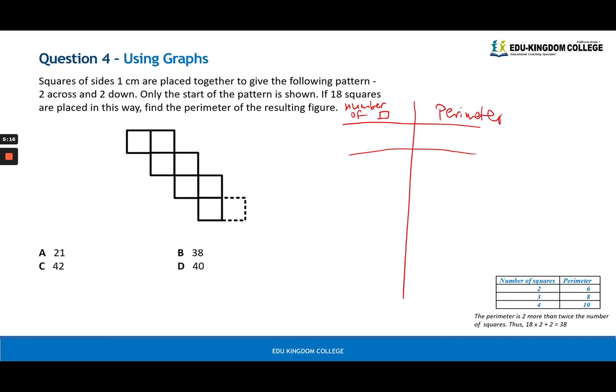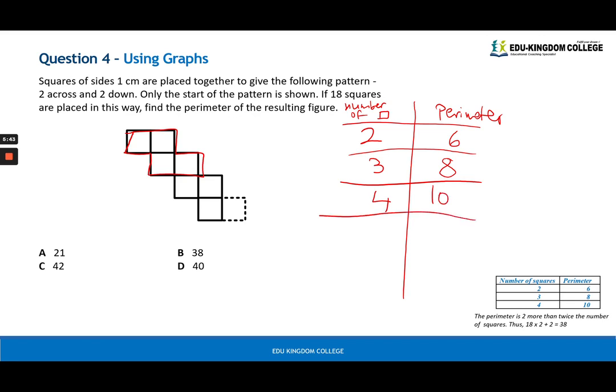Let's try and establish a pattern. When there are 2 squares, what is the perimeter? 1, 2, 3, 4, 5, 6. What about 3 squares? Remember, we don't count the inside line, okay? 1, 2, 3, 4, 5, 6, 7, 8. 4 squares? 1, 2, 3, 4, 5, 6, 7, 8, 9, 10.